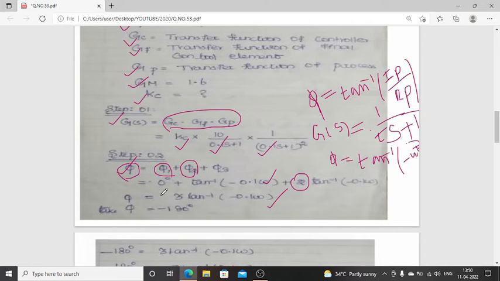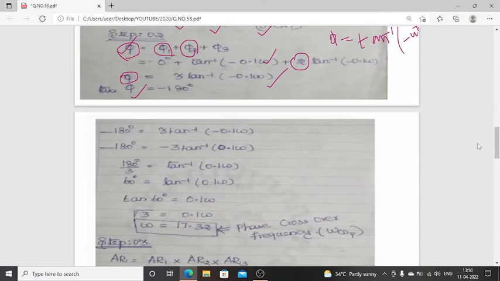Okay, this is the overall phase angle. So what about the pi here? The pi is the phase angle for the open loop transfer function. For the open loop transfer function, the pi is equal to minus 180 degrees. So take pi equal to minus 180 degrees for the open loop transfer function.